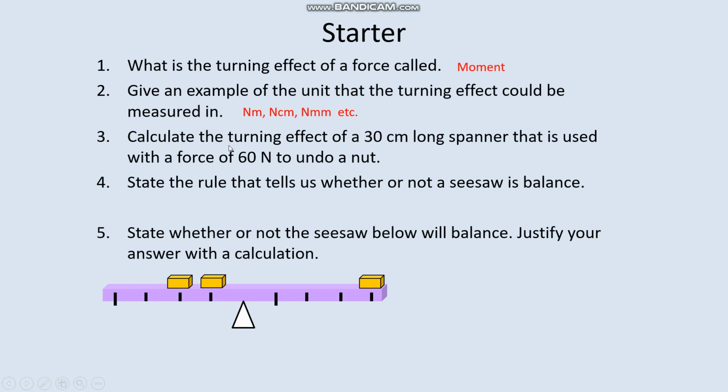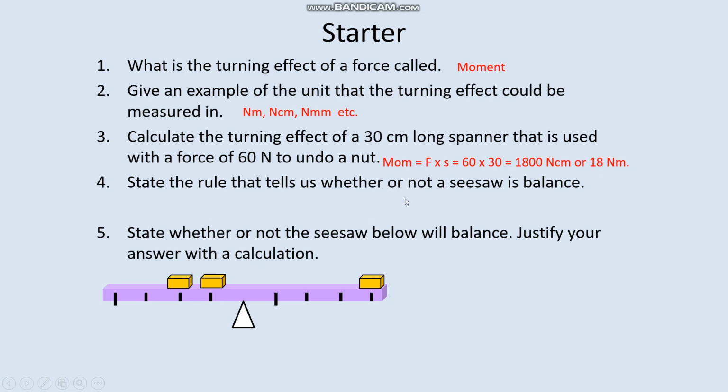Calculate the turning effect of a 30 cm spanner that is used with a force of 60 newtons to undo a tight nut. Moment equals force times distance, 60 times 30, which is equal to 1800 newton centimeters, or if you were to change that into meters, 0.3, it would give you 18 newton meters.